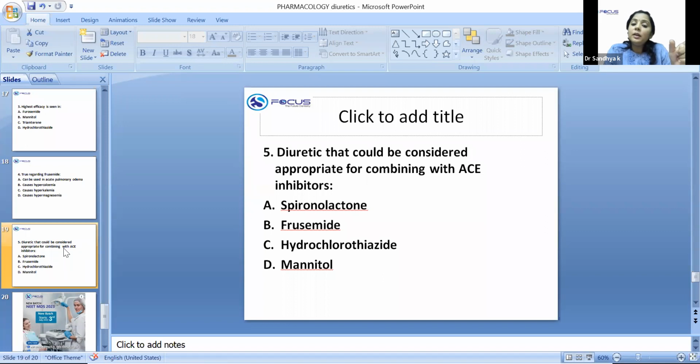So imagine a patient: hypertension is a sort of chronic condition, right? A patient will be on antihypertensive for a long duration. So is it possible for the patient to take frucimide every 3 to 6 hours, going and taking frucimide?